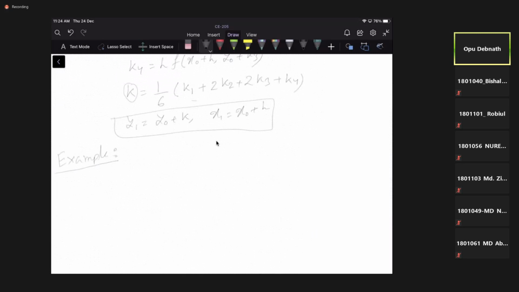With an example, here you have given y prime is equal to x square minus y, and y0 is equal to 1. So you are asked to find y 0.1 and y 0.2 using the Runge-Kutta method of second order, third order, and fourth order.